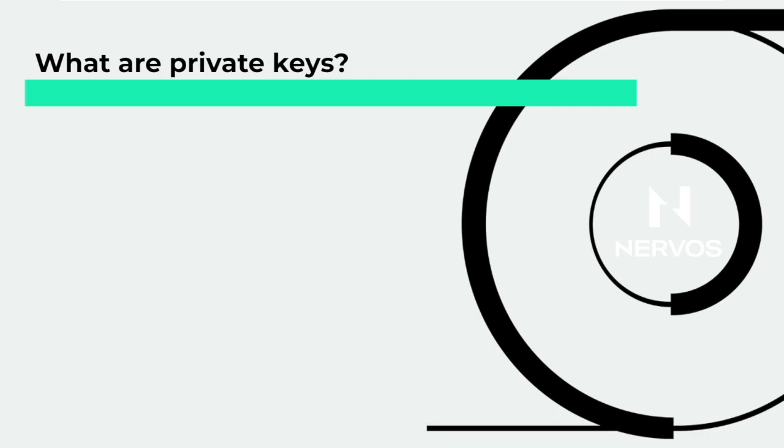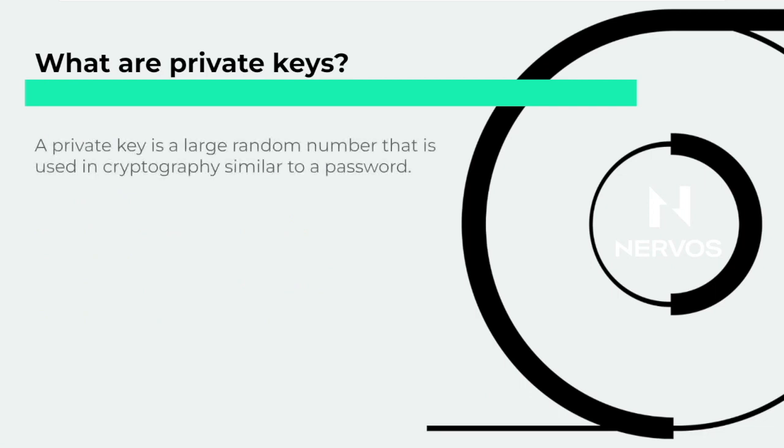What are private keys? A private key is a large random number that is used in cryptography similar to a password. It's a secret that only you know. And so that goes with the name, private key. You keep that private, you tell it to absolutely no one, because anyone who has access to your private key has access to everything that is owned by that private key.